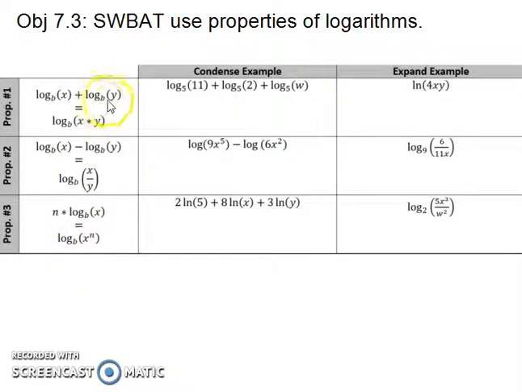So when you go from a longer expression to a shorter expression, that's called condensing. And then going from a shorter one to a longer one is called expanding. And both of them are useful at various times.